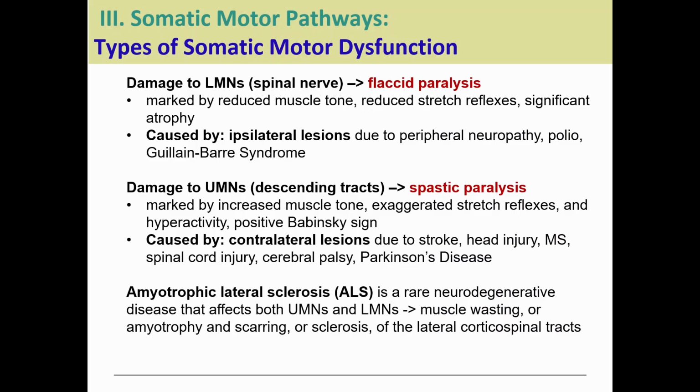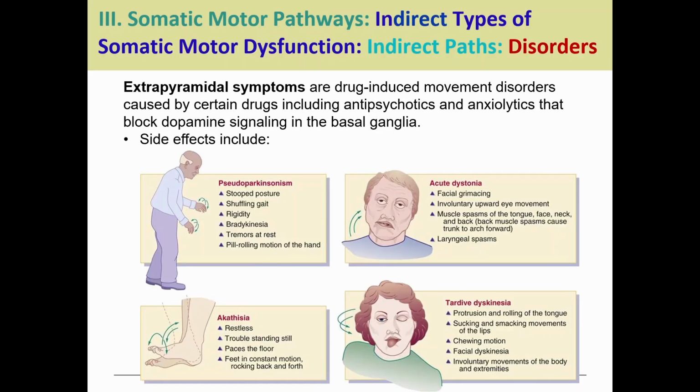And then if you have something like ALS or Lou Gehrig's disease, this is where it can affect both of those levels. So we see muscle wasting, we see sclerosis. This is a person who would be slowly paralyzed, but they would also have some other issues that may overlap with other conditions like Parkinson's or cerebral palsy. So some of the symptoms are induced by medications. A lot of the first generation of antipsychotics caused some of these things.